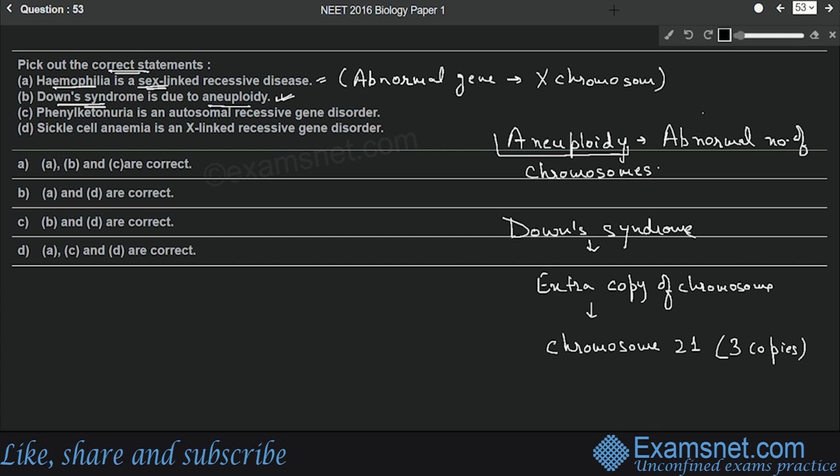Now the third statement says phenylketonuria is an autosomal recessive gene disorder. So this is also a correct statement. And the last one says sickle cell anemia is an X-linked recessive gene disorder. So it is not X-linked recessive gene disorder. So this is incorrect. This is autosomal recessive. Okay, autosomal, not X-linked. So first, second and third, that means A, B and C are correct, but D is wrong. So the correct answer will be the first option, that is A, B and C are correct. Okay, option number A will be the correct answer.